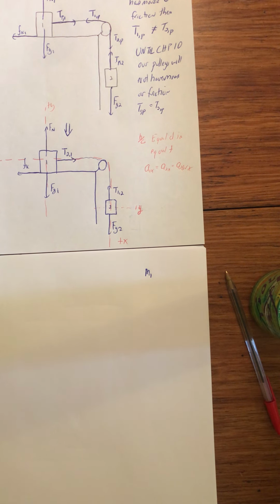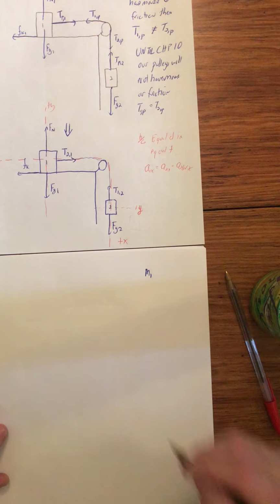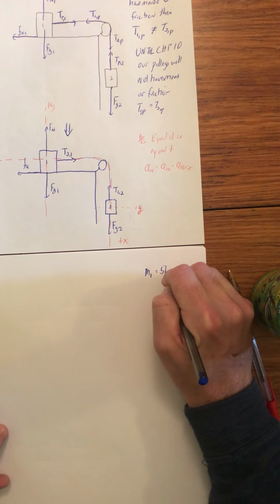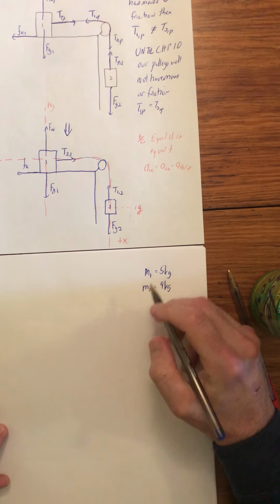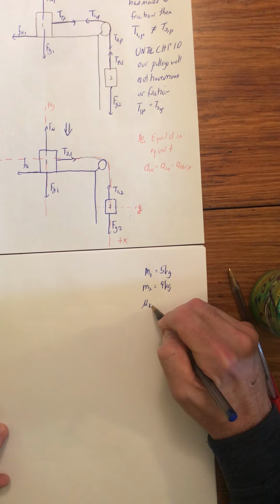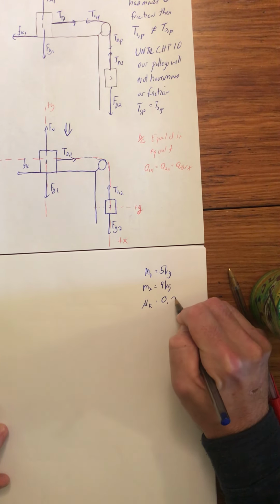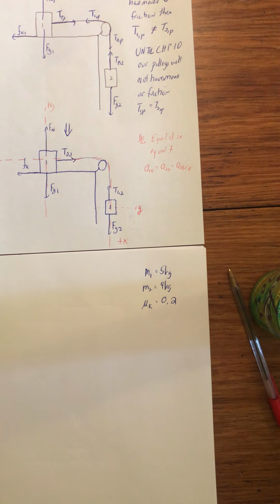Mass 1 is 5 kilograms. Mass 2 is 9 kilograms. And the coefficient of kinetic friction is 0.2. Oh, they actually only want the tension and the strain. But we're going to find out we're going to need to find the acceleration of the system anyway. So here we go.